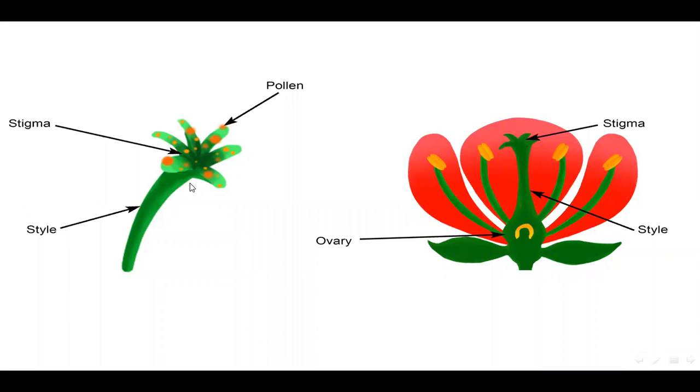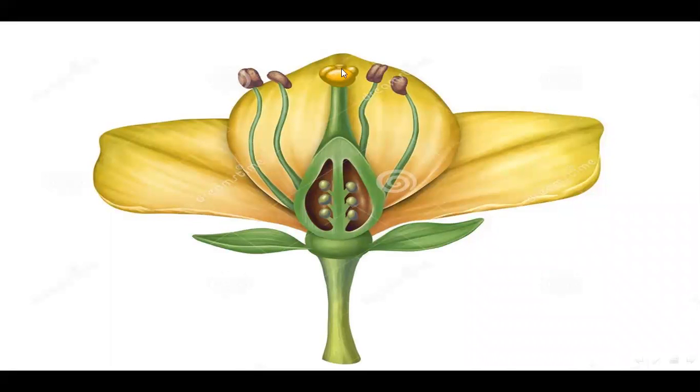Again, here you see this yellow dust-like structure called pollen. That one is called the stigma, and this long hollow tube is called the style. Stigma, style, and ovary. This is the internal structure of a flower: stigma, style, and ovary. Again, here you see the stigma. This one is a pollen grain, the style, and that one is called the ovary. This one is called the anther and filament.